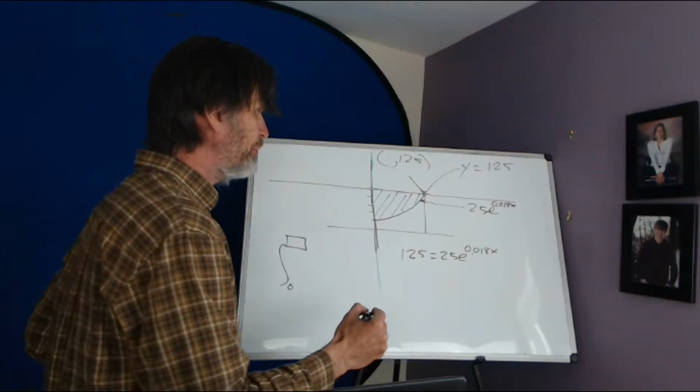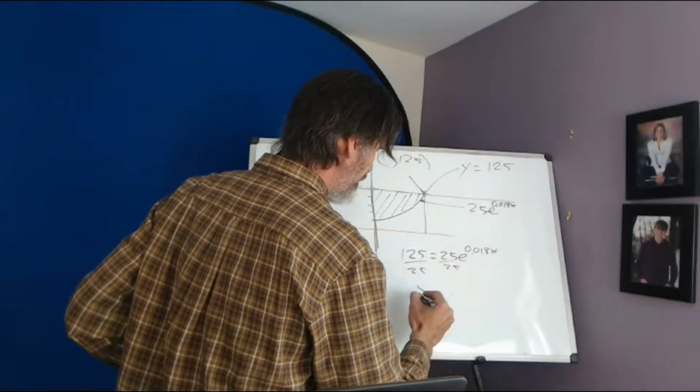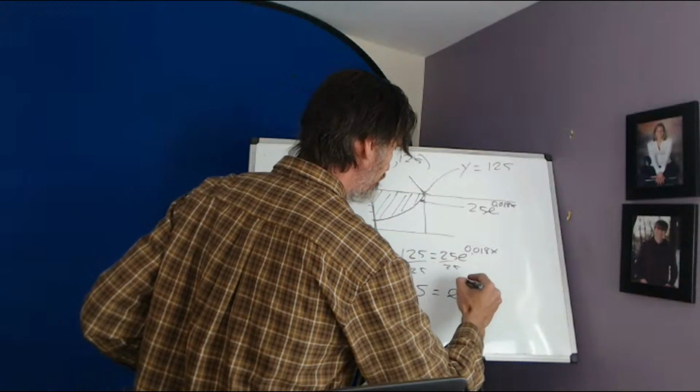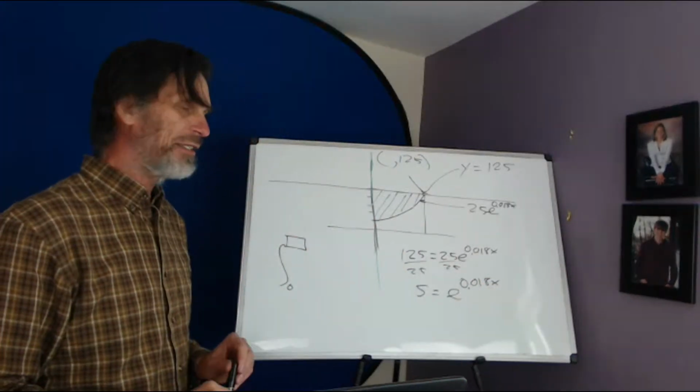Divide by 25, sure. Divide both sides by 25. See, there's 5 quarters and 25. 1.25 equals... no, 5 equals e to the 0.018x. All right, next step.